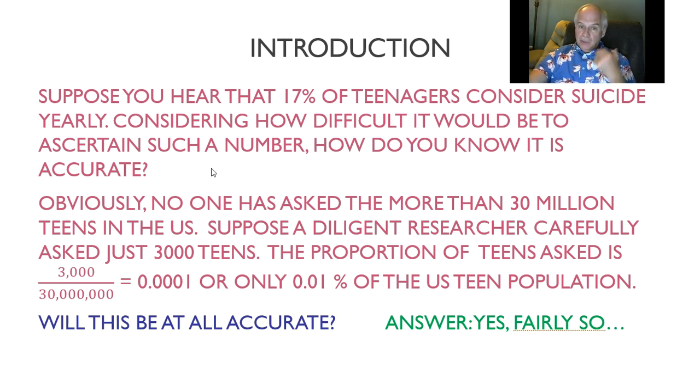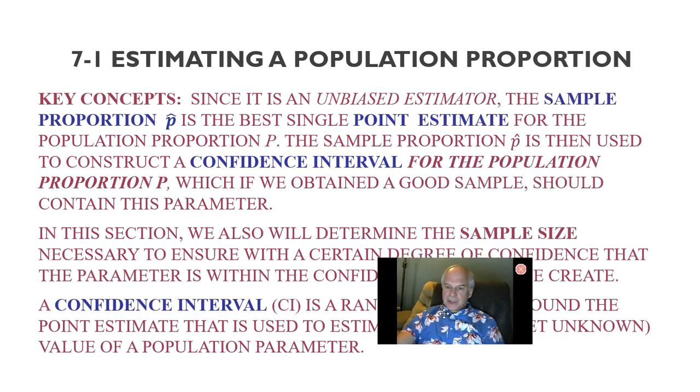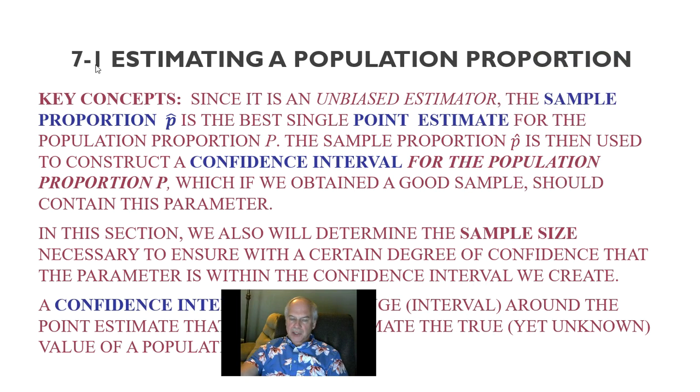And we're going to look at how they determine accuracy for situations like this, where they're asking yes or no, have you considered suicide, and figuring out that percentage. So this is from section 7-1 in Triola's textbook, estimating a population proportion.